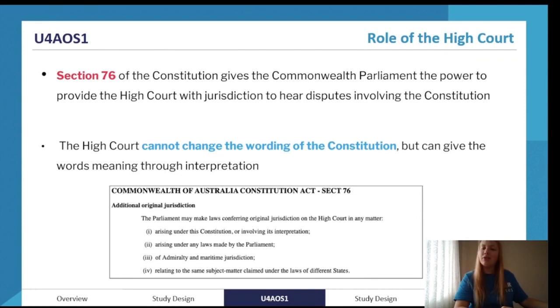So next, we'll have a look at the role of the High Court, which will be easy to understand after just discussing express rights. So Section 76 of the Constitution gives the Commonwealth Parliament the power to provide the High Court with jurisdiction to hear disputes involving the Constitution. So you will learn about the jurisdiction of the High Court in more detail later on. For now, you need to understand that under Section 76, the High Court can hear disputes involving the Constitution, including the interpretation of the Constitution.